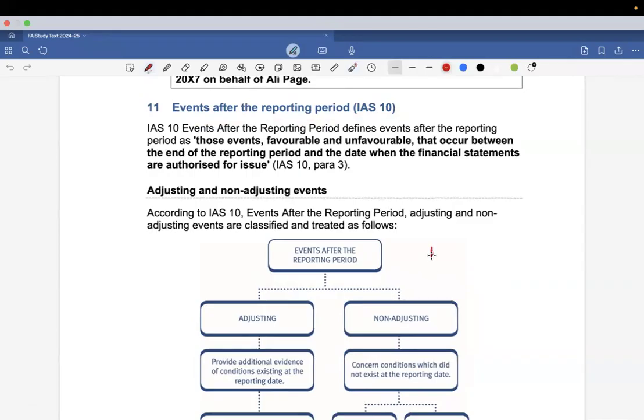This is when your accounting period ends, for example, 31st December. Clear? And this is when your FS is going to be published, let's just say April 10th. Clear? Okay. So in that case, between this time span of preparing the FS, just a moment.